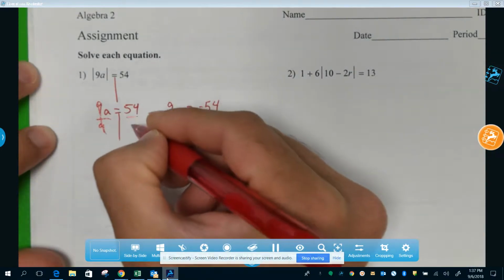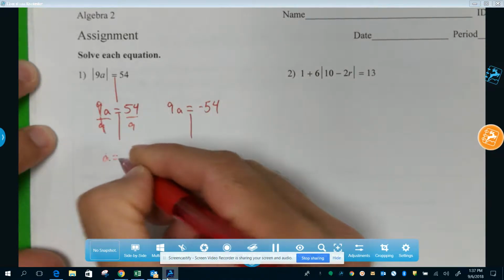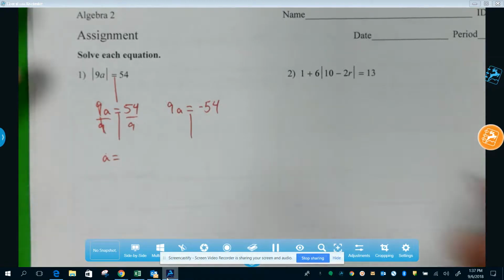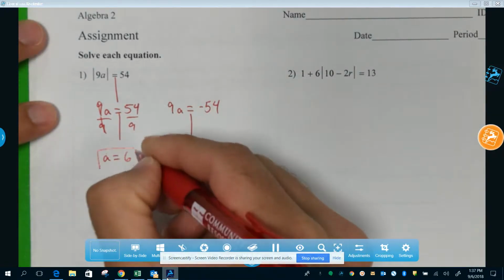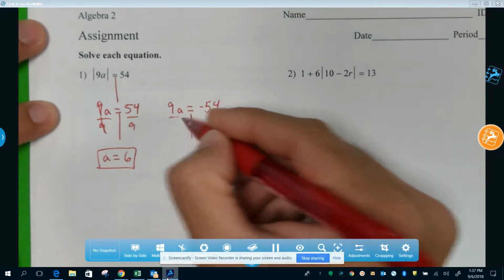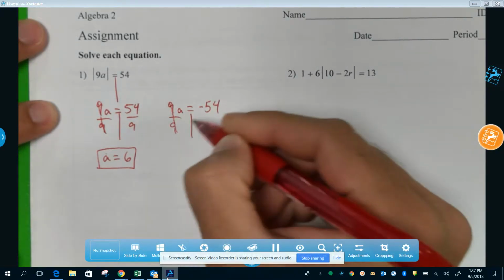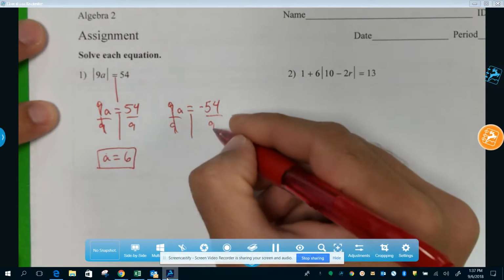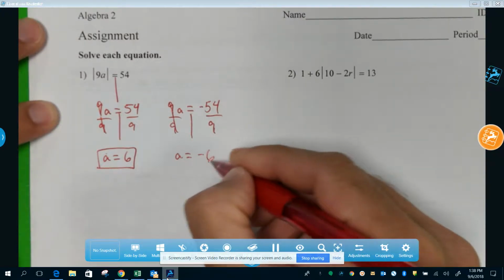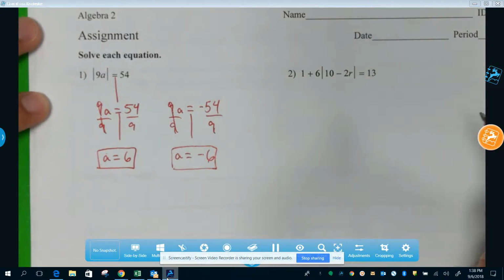We divide by 9 on both sides, and I get a equals, what's 54 divided by 9? 6? I'm not very good at math. On the other one, we'll solve this one for a as well. Divide by 9 on both sides, and we get a equals negative 54 divided by 9, negative 6. So we get two solutions there.